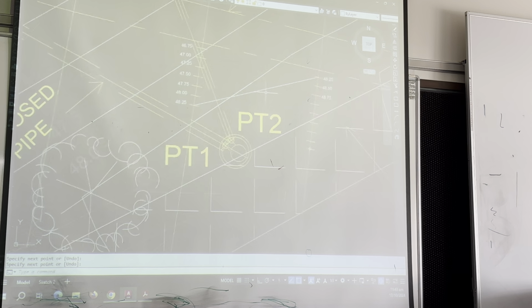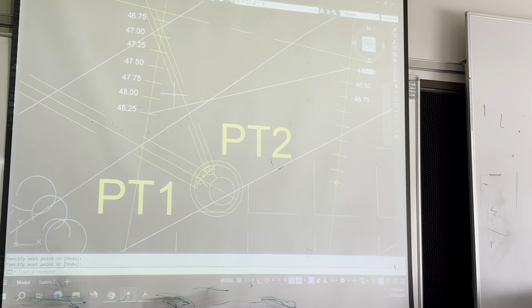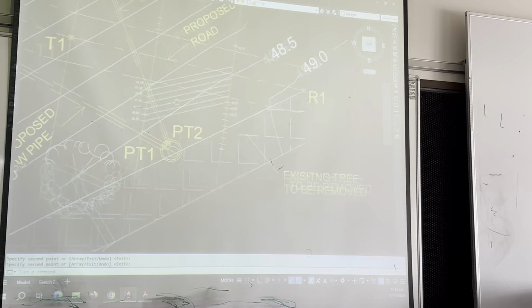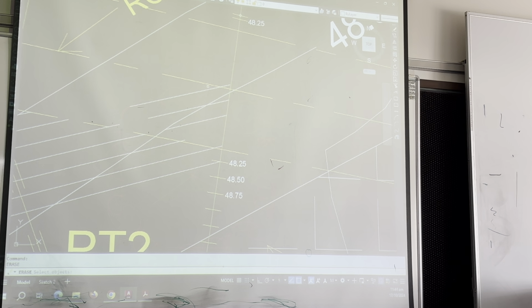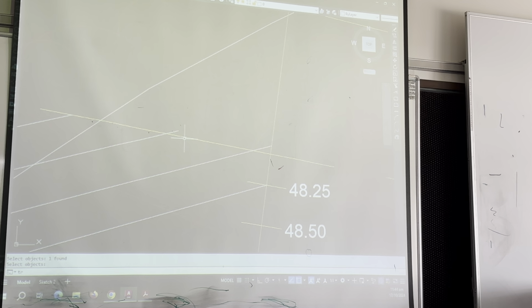So that shows you how much the lines pan out. The lines are always parallel, so we can now copy that from there to there to there, and they trim off at the road. So they're very different than the design contours on your platform. Trim them off at the road.